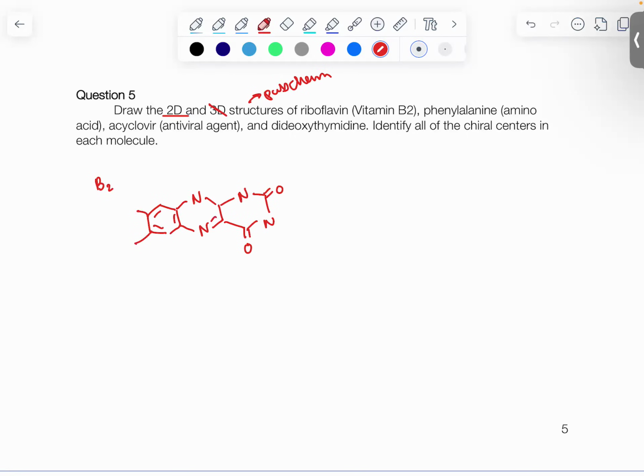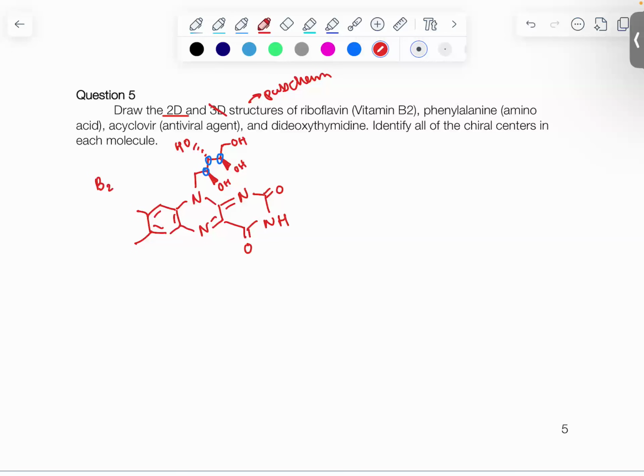So we have this ring system, and then there's nothing chiral there, but off of that we have a ribose chain that has 3 chiral centers. And so when you draw the structure, you'll see these 2 wedges and 1 dashed wedge. Each of those centers is a chiral center.